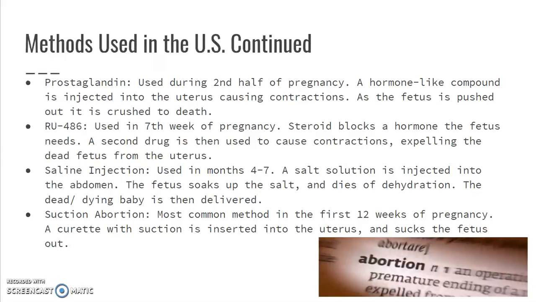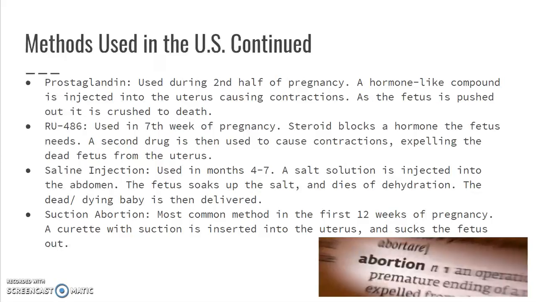There is a saline injection, which can be used between months 4 and 7, which is a salt solution which is injected into the abdomen. The fetus then soaks up the salt, and the salt dehydrates the fetus and it dies of this dehydration. The dead or potentially still alive and dying baby is then delivered after the salt solution has occurred.